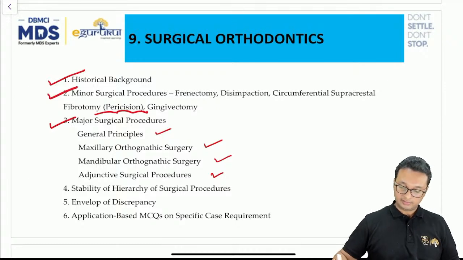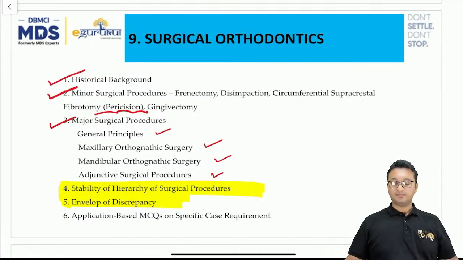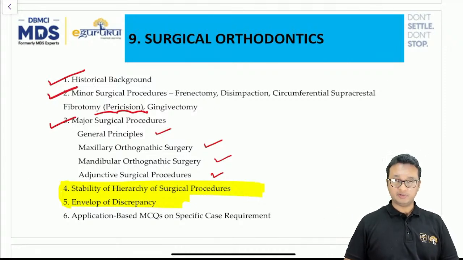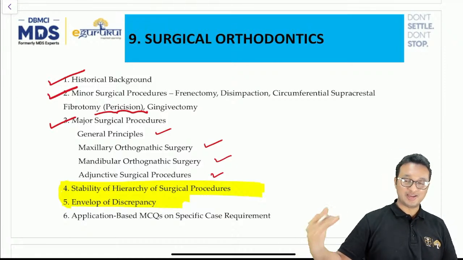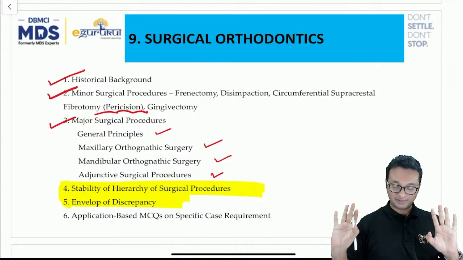Then this particular stability hierarchy of surgical procedures and the envelope of discrepancy, I would say these two are the most important topics in the entire chapter on surgical orthodontics. There is a textbook called Contemporary Orthodontics by William R. Proffit. That particular textbook is rightly known as the Bible of orthodontics. You know, we are Indians, we are Hindus, so I should say it's called the Gita of orthodontics. No offense to anyone, sorry about that.